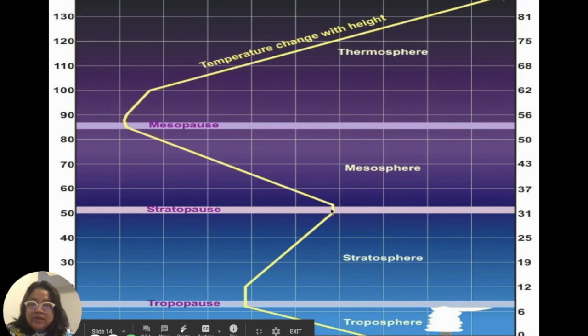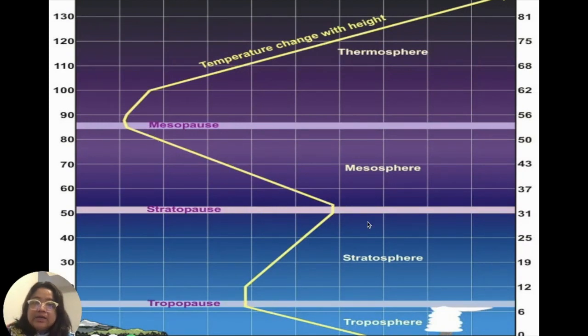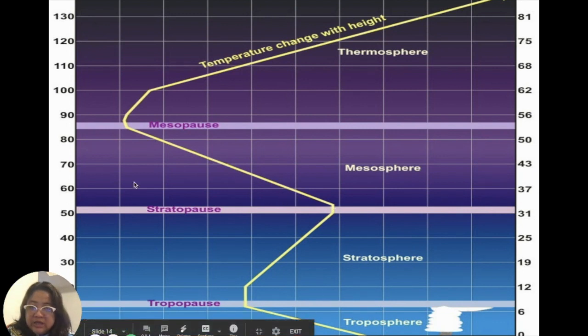Like what I've said, the temperature decreases as the altitude increases. So this is your mesopause. In the mesosphere, it's becoming cold. Imagine, from negative 80 degrees to negative 100 degrees, it is super cold in here. All right.